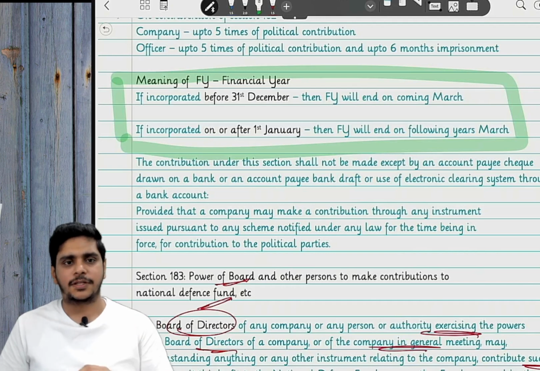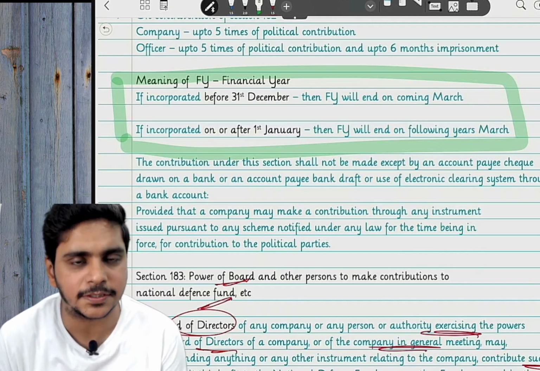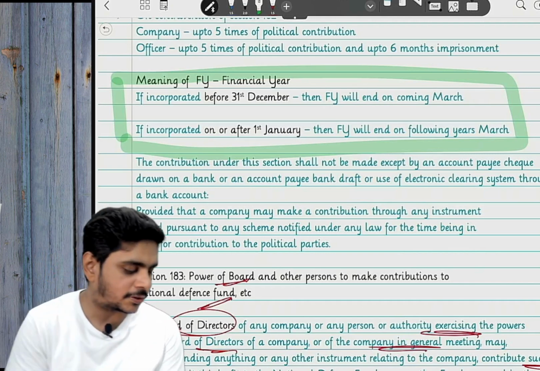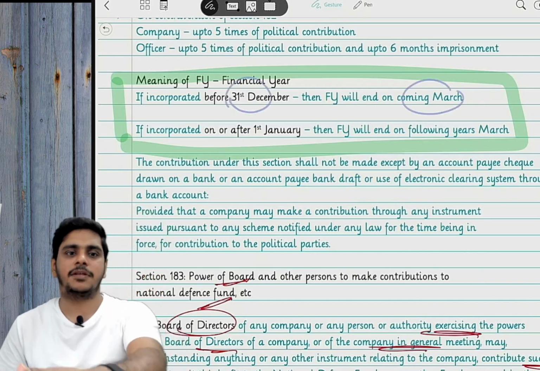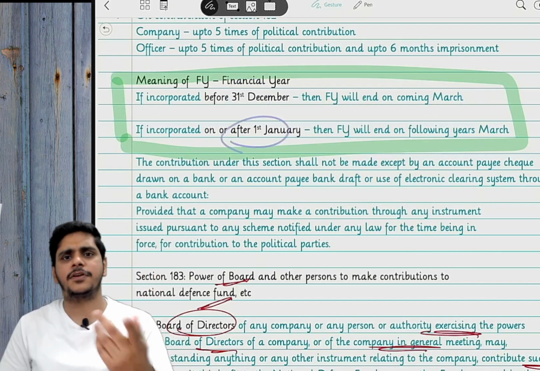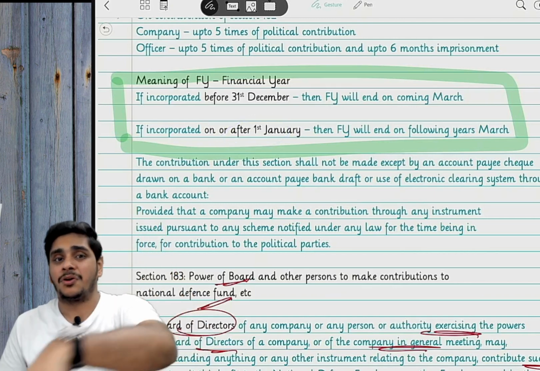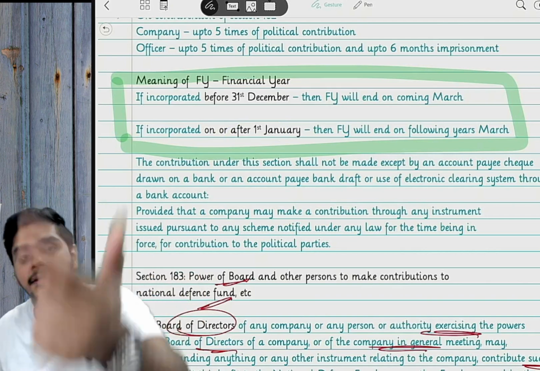Only for your reference, it is basics of your intermediate syllabus, but it is only for your reference. It says if a company is incorporated before 31st December, the financial year ends on the coming 31st March, like after 3 months. If the company is incorporated on or after 1st Jan, then the financial year will end not on the coming 31st March, but on the following year's 31st March, that means the next year 31st March.